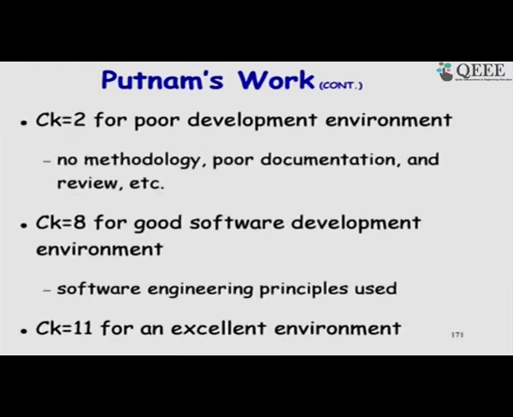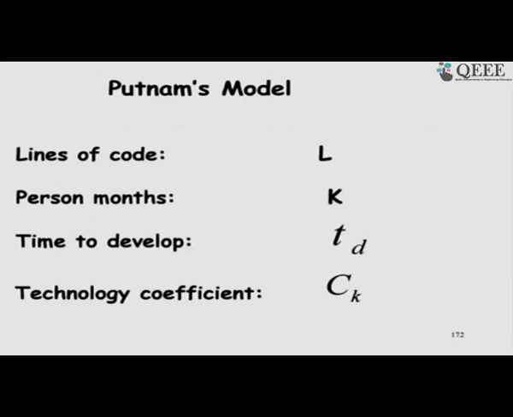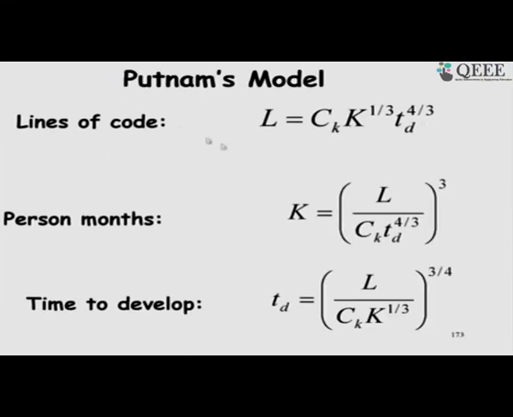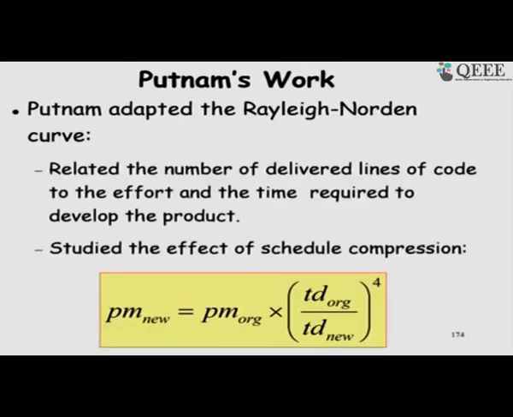So, that actually gives the Rayleigh curve, and then the constant he gave the value 2, 8, 11 for different working environments. So, the model based on the lines of code, we get effort is lines of code over development time to the 4 by 3. We just rewrite this, and we obtain the person month in terms of lines of code by the constant, development time to the 4 by 3 to the power 3, and similarly the time to develop we get the expression.